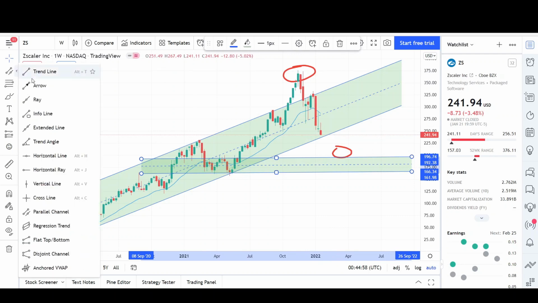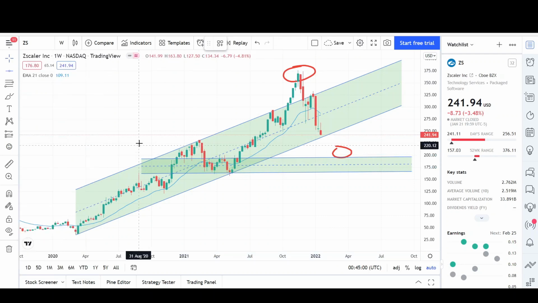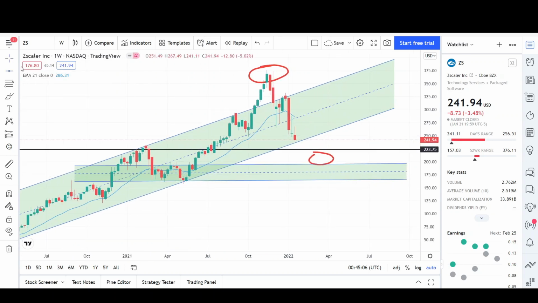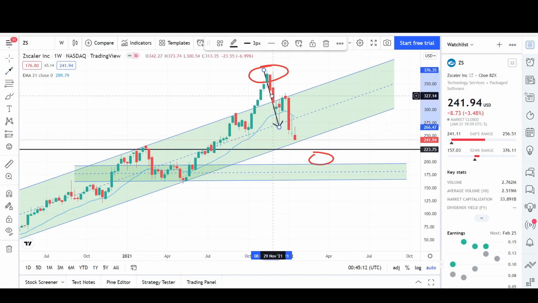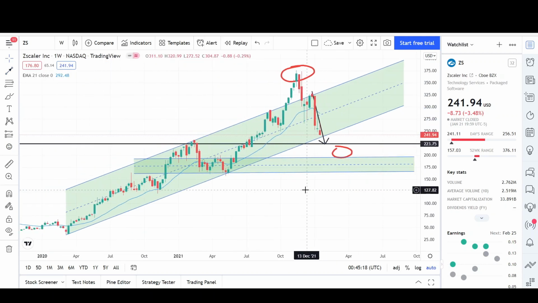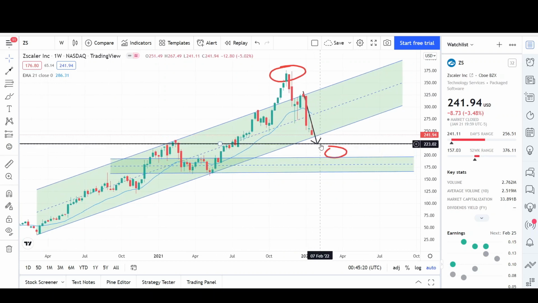So that's if we don't find the support at, like I said, right at that 221 level, which is right around here. And that would be the two legs down. However, like I said before, if the yellow channel is in play, then we're going to continue much lower. So that's the target I have for ZSCALER.